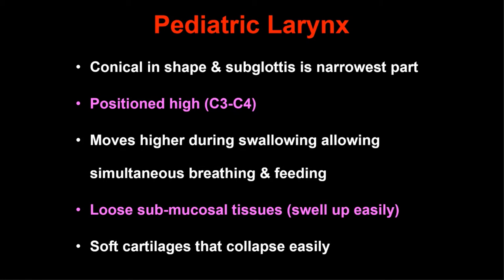Because of the loose submucosal tissue, there is more chance of developing stridor. Because of edema of the mucosal lining, mainly in the subglottic region, which is already the narrowest part in the pediatric age group, any inflammation leaves a very narrow space for breathing. And compared to adults, the cartilages are very soft in the pediatric age group.